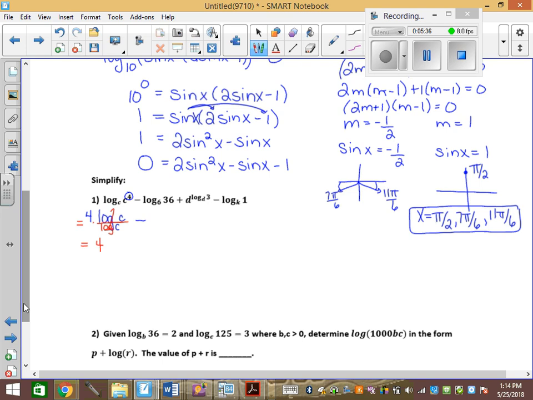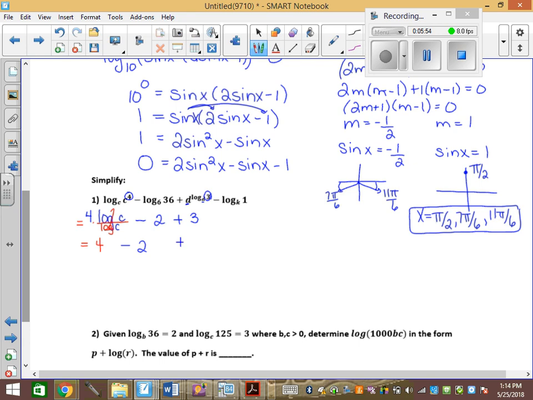Then minus. When you have log base 6 of 36, you can do it in your head because you can say 6 to what power is 36? And it's 2. So we're going to subtract 2. When we have the same base of the exponent as the base of the log, your answer is just what's beside the log. So it's 3.